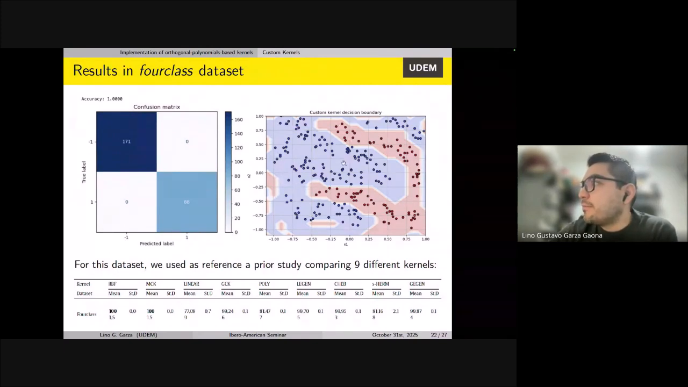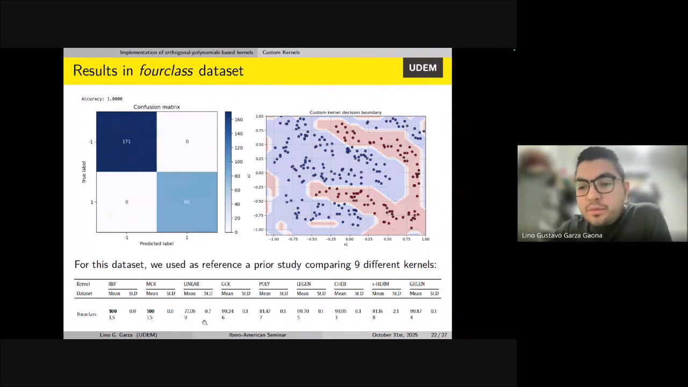Here is the picture of the points. You can see that it has only two classes, and using this approach, we get an accuracy of 1, meaning that every point was correctly classified. And you can see here the decision boundary for each class. So these lines represent that.